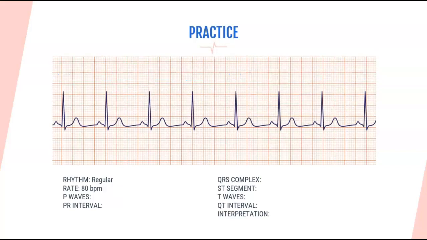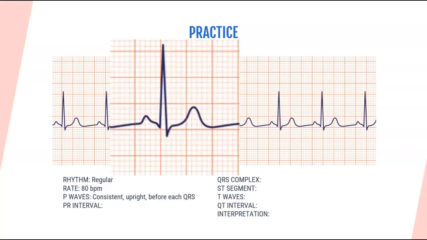Step 3 is to analyze the P waves. They should be consistent, upright, and before each QRS complex, which they are. Step 4 is measuring the PR interval. We'll need to zoom in on this one. Starting at the beginning of the P to the beginning of the QRS complex, there are 3 small boxes. Multiply 3 by 0.04, and that gives you 0.12 seconds. This is a normal range for a PR interval.